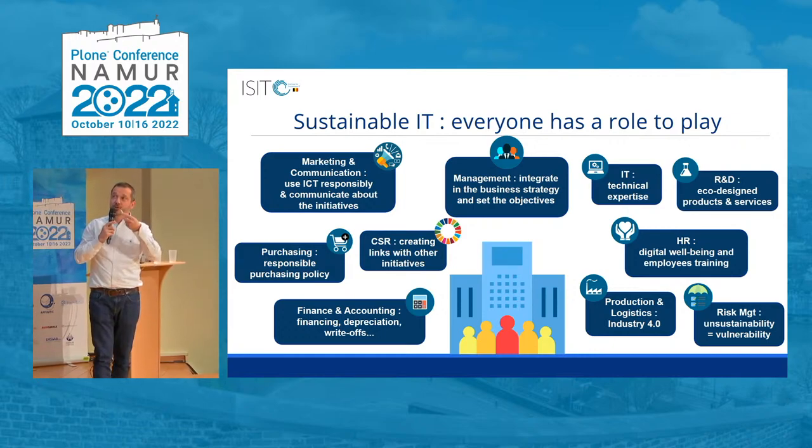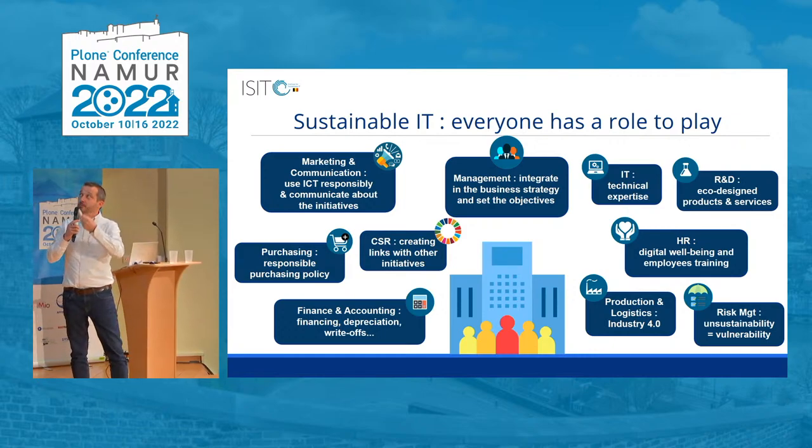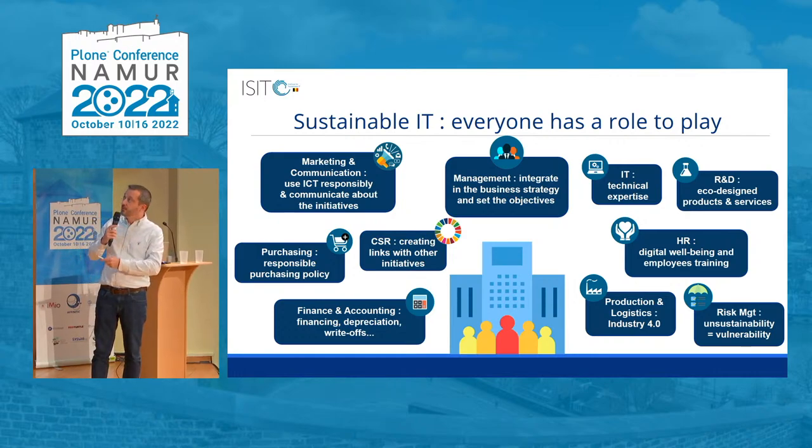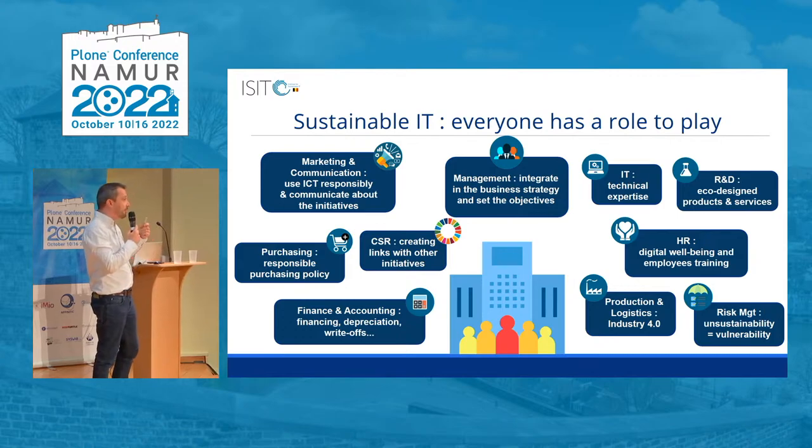You can involve your purchasing department, finance department, of course, management. And then one which becomes more and more interesting is the risk management department. More and more they start realizing that unsustainability is a vulnerability for the organization. And so we have working groups specific on that, especially with insurances, banks, etc. Also governments start to look at that aspect, typically also related to the availability of the metals, as Johan mentioned.